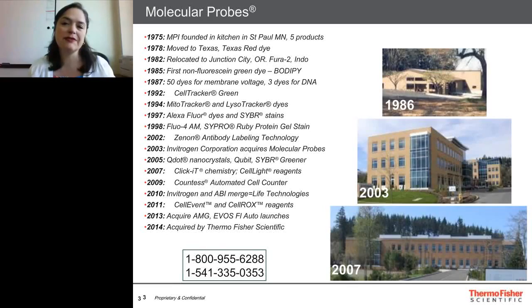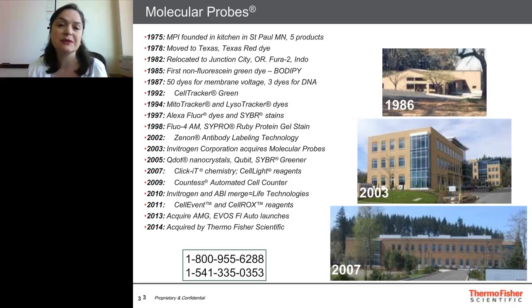So a brief history of Molecular Probes. It was founded by a chemist in Minnesota in his kitchen. And then they moved to Texas in the late 70s and started a company there. And you'll see some of the place names from where he moved around the country in the names of the dyes, for instance, Texas Red. And then he relocated to Oregon, to a place near Eugene, which is where we're located now.